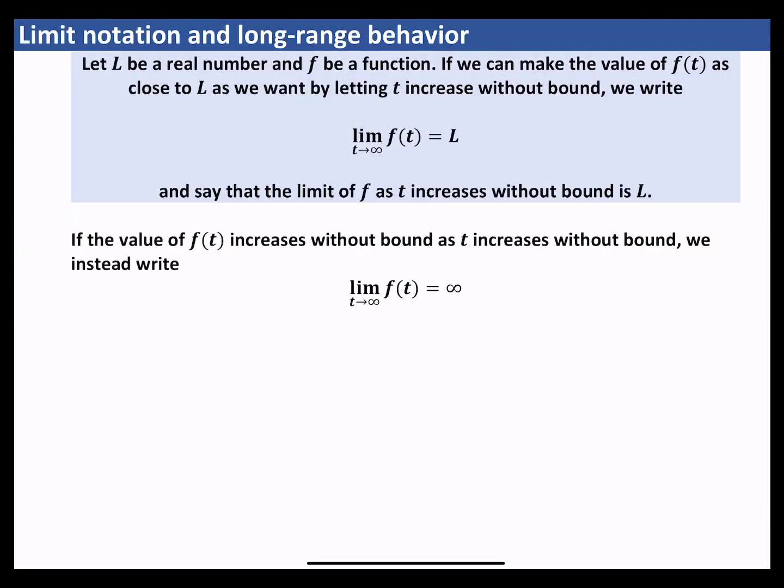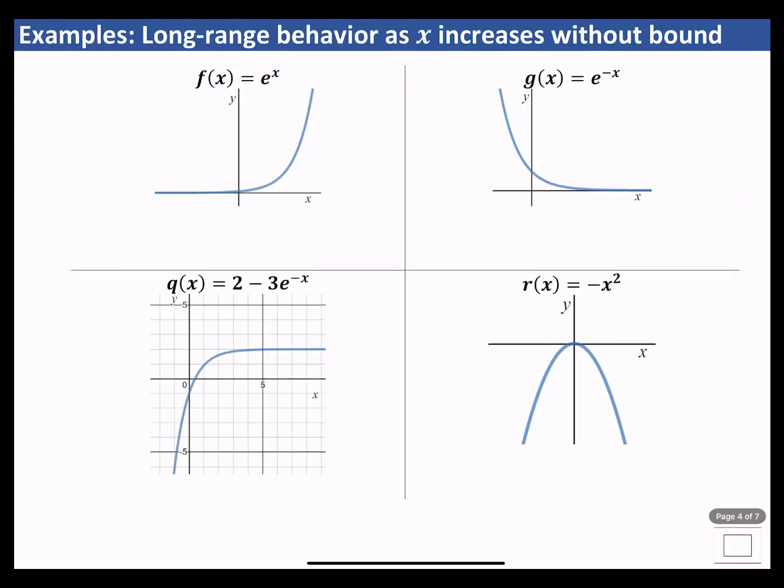Let L be a real number and f be a function. If we can make the value of f of t as close to L as we want by letting t increase without bound, we write and say the limit of f of t as t increases without bound is L. If the value of f of t increases without bound as t increases without bound, we instead write the limit of f of t as t increases without bound equals infinity.